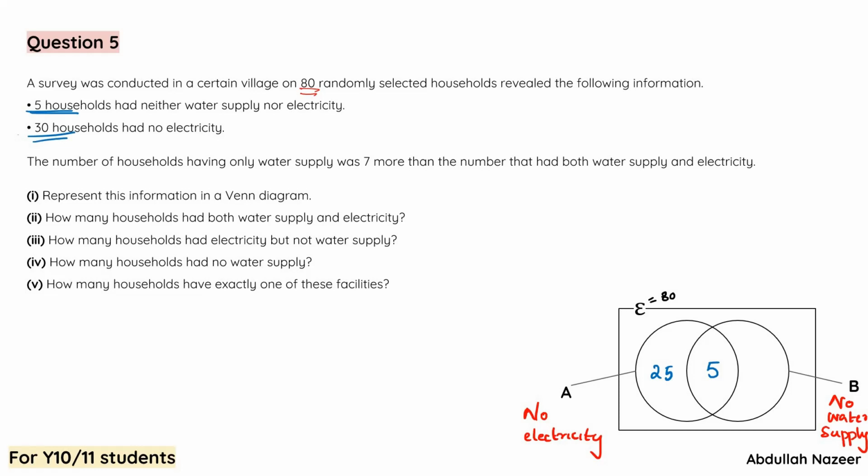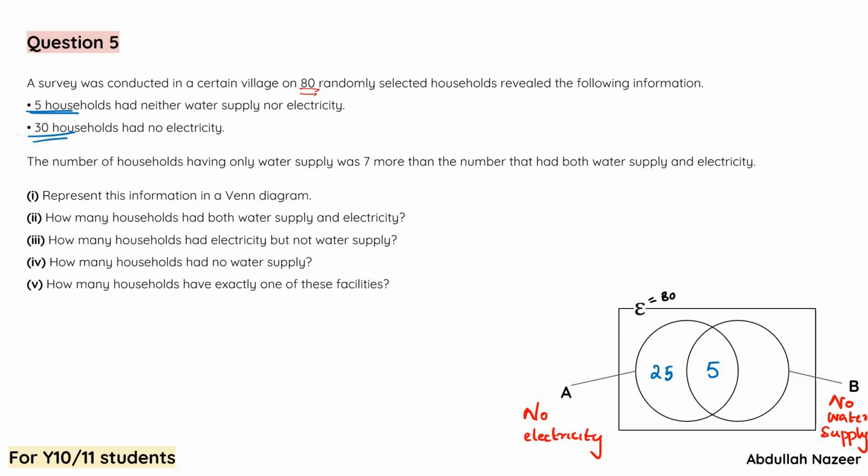Next, they say the number of households having only water supply was 7 more than the number that had both water supply and electricity. Now this is a little trickier because we don't have a region that says only water supply, nor do we have a region that says both water supply and electricity.